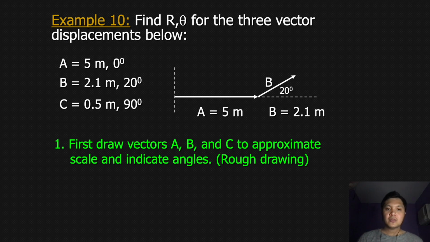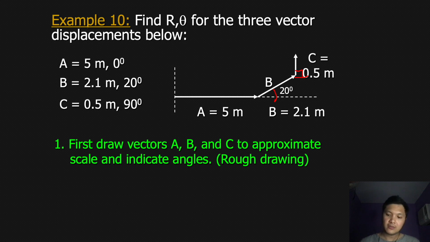And then B, 2.1, so the angle is measured from the positive x-axis, so that's 20. And then lastly, C, 0.5, which is going up, since the angle with this is 90. Okay. Now, first draw the vectors A and B and C to approximate scale, indicate angles.